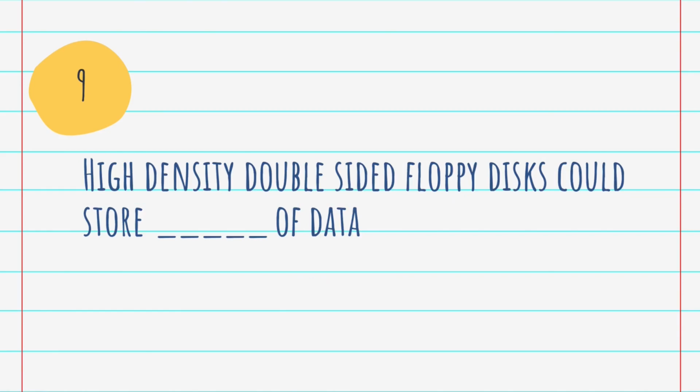Question number 9. A high-density double-sided floppy disk could store dash amount of data. Answer is 1.44 MB. High-density double-sided floppy disk could store 1.44 MB of data. Floppy disk initially had an 8-inch, that is 200 mm media, and later 133 mm and 90 mm sizes, were a ubiquitous form of data storage and extended from the mid-1970s into the first years of the 21st century. By 2006, computers were rarely manufactured with installed floppy disk drives.